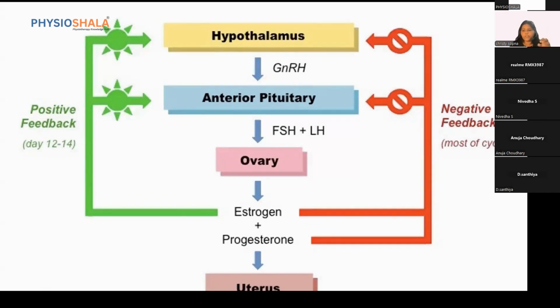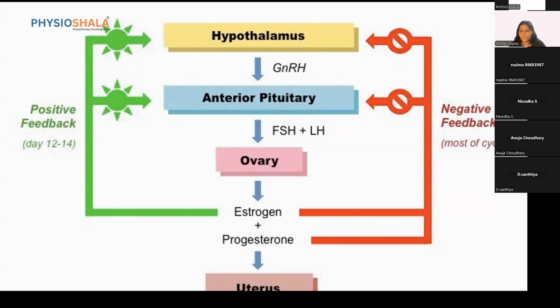It will trigger the anterior pituitary to release the follicle stimulating hormone and the luteinizing hormone. These two are very important. FSH is follicle stimulating hormone, which is very important for the growth of the follicle. That means for the egg to come out, the FSH is very important. Luteinizing hormone is important during ovulation. Ovulation is on the 14th day.